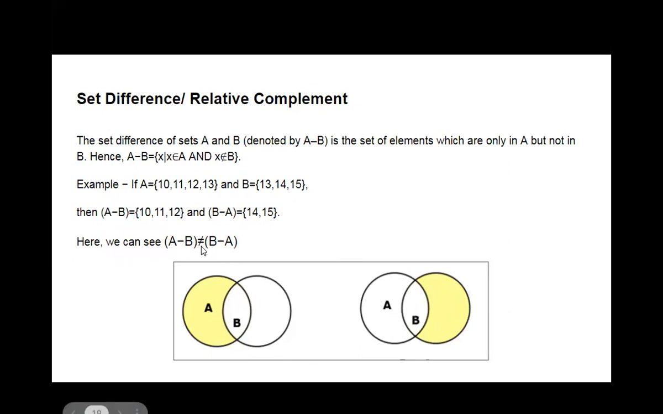Here we can see A minus B is not equal to B minus A. It is clearly visible, and logically also it is correct, because only if the two sets are equal would it be possible. But here A and B are different. A is 10, 11, 12, 13, B is 13, 14, 15. The two sets are different sets. So always A minus B is not equal to B minus A. It is the set difference operation.